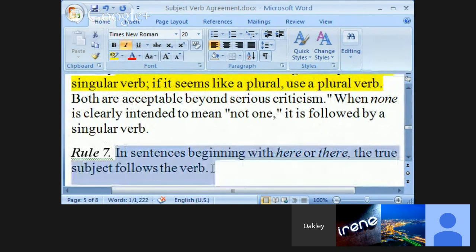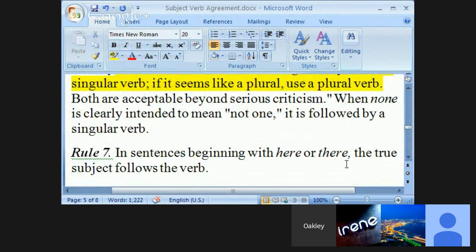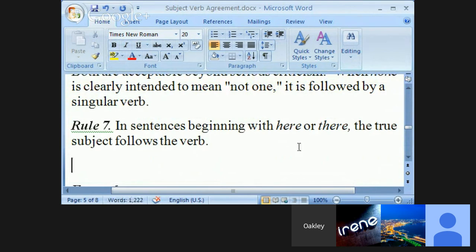This next rule is far more common, however. Here or there, this is very common. The true subject follows the verb. Okay, Irene, go ahead, make a sentence starting with there. Show us what you got. Irene?